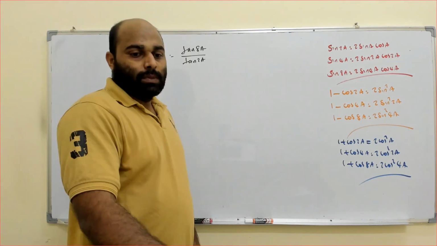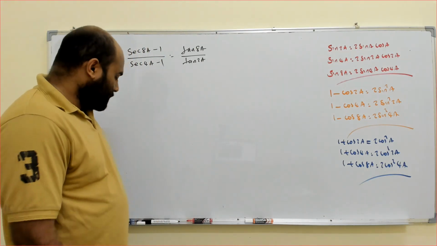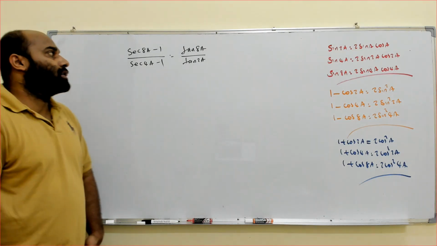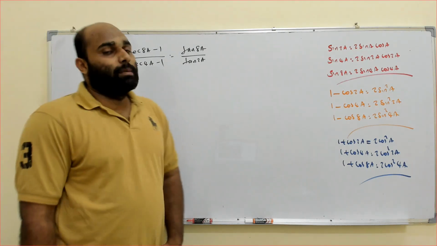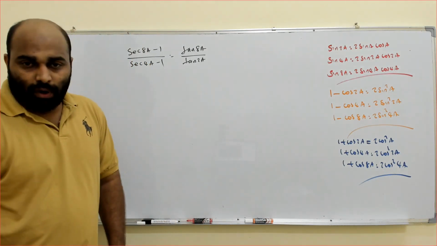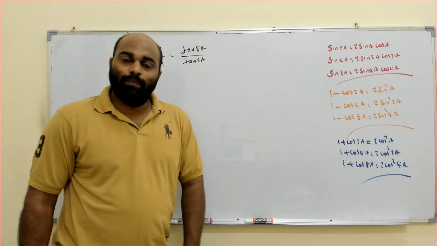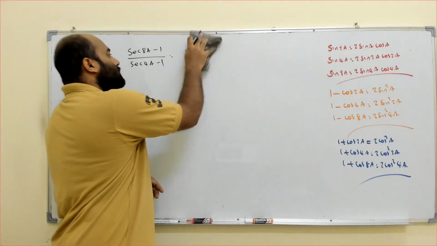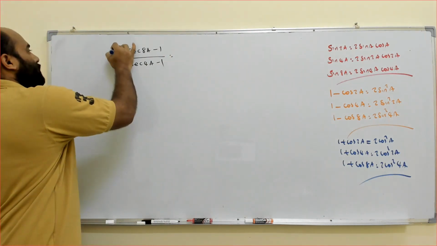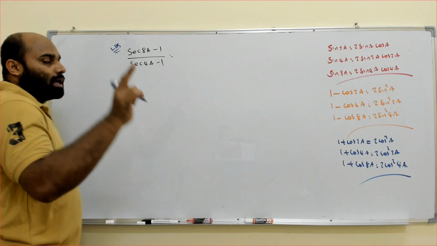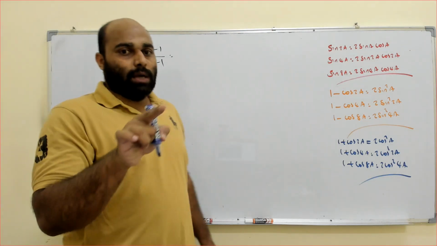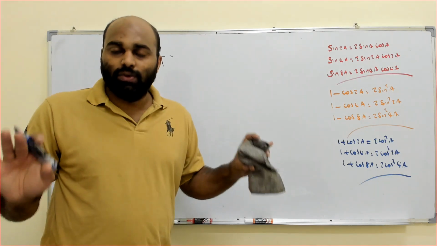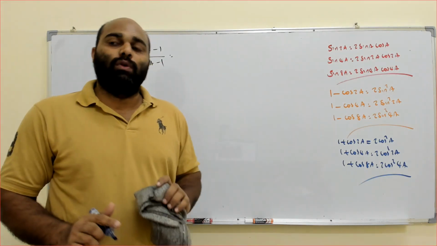Please write it. Okay, here the next question: sec 8a minus 1 by sec 4a minus 1 equal to tan 8a by tan 2a. Don't forget, we don't have any result in terms of sec. We have our result mainly in sine and cos. So in the LHS part, we want to get tan 8a by tan 2a. 8 and 2 we need, so don't touch 8 and 2. Remaining things we have to change completely.